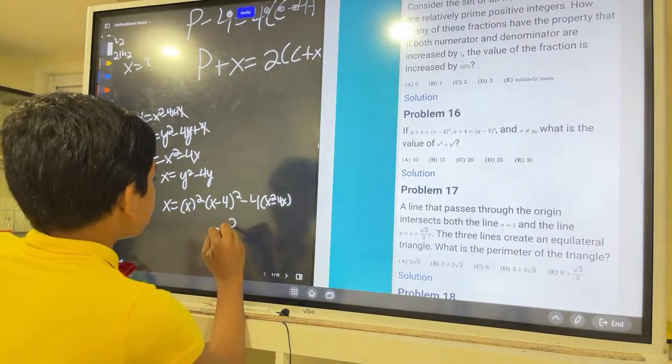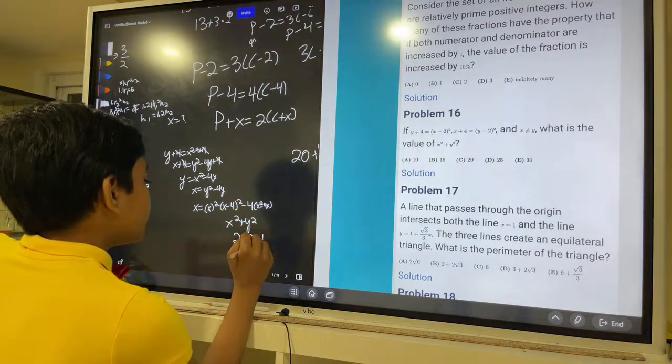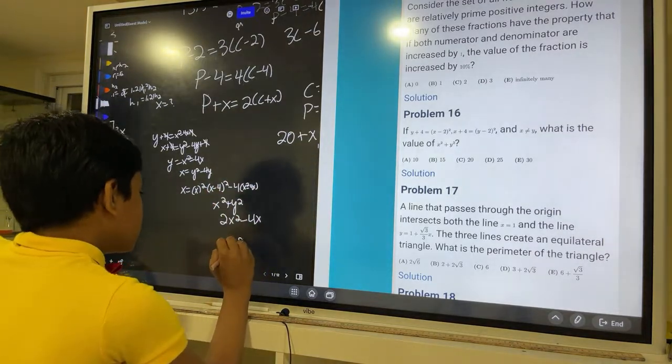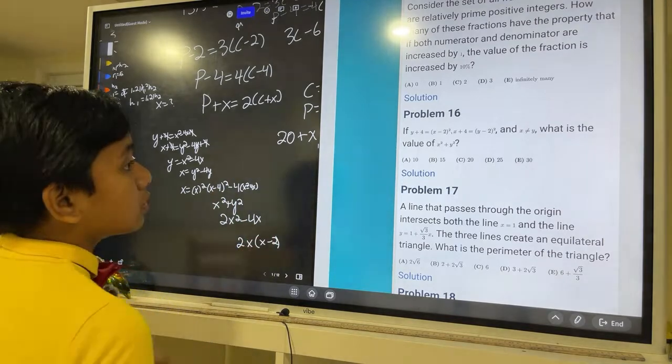Let's see, what is x squared plus y squared really? It's 2x squared minus 4x, which is just 2x times x minus 2.